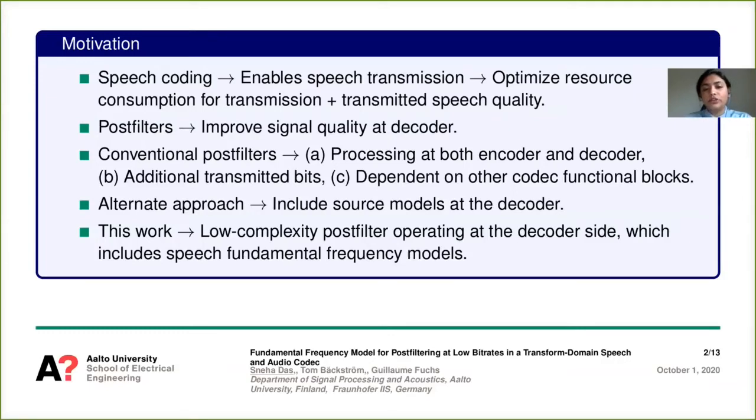An alternate approach for post filtering is to include source models at the decoder. In our previous work, we proposed methods that incorporated spectral envelope models at the decoder. While these methods showed higher output gain, we also found that incorporating models for fundamental frequency in the post filters could additionally improve the output quality. Therefore, in this work, we propose a low complexity post filter at the decoder, which incorporates speech fundamental frequency models.